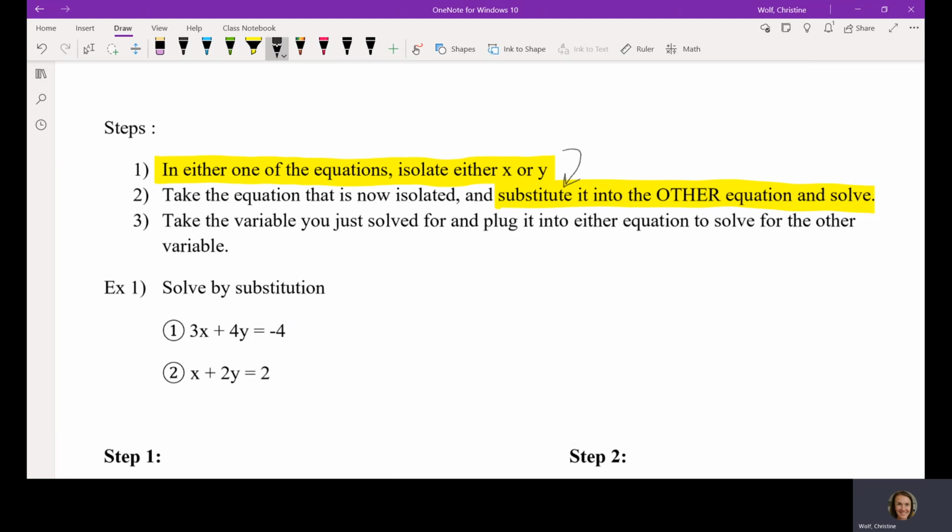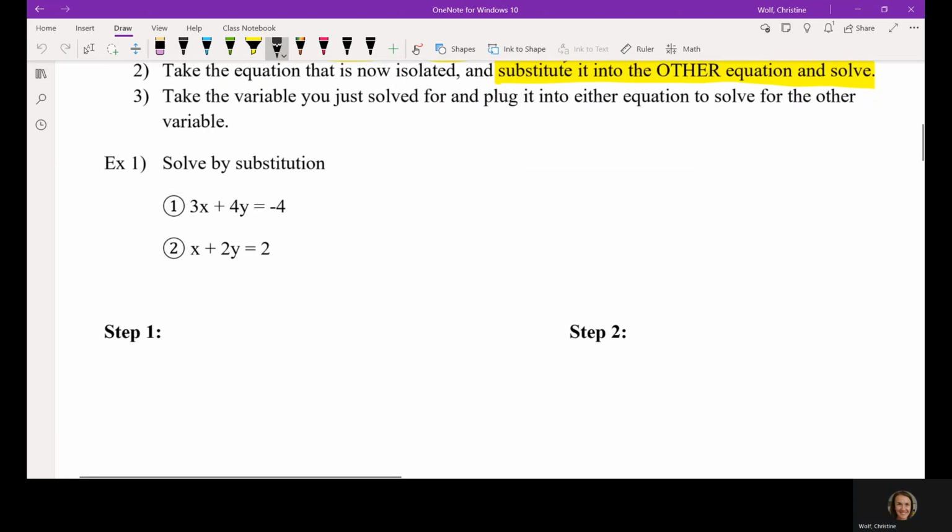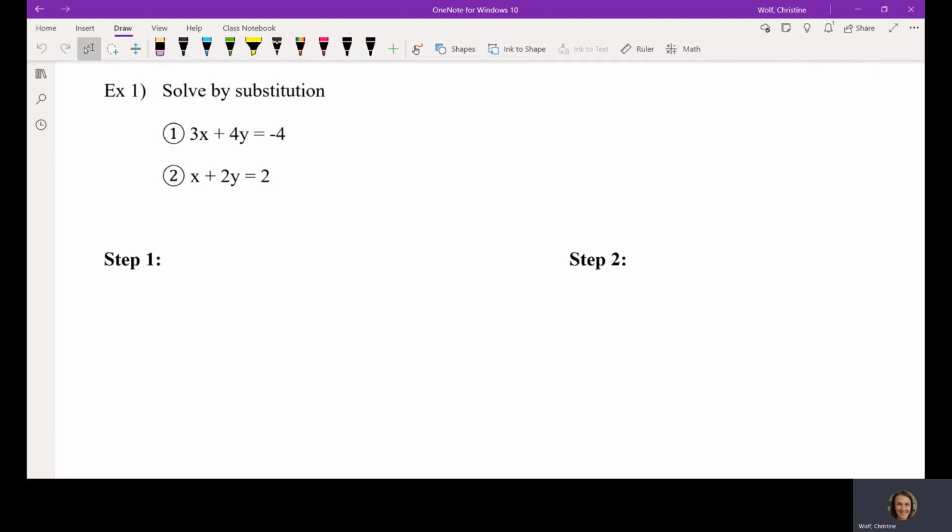Then what we do is we take the variable we just solved for in step 2 and plug that into either equation to solve for the other variable. So this sounds super complicated, but trust me, once you see me do one, you'll be like, oh, that's a piece of cake.